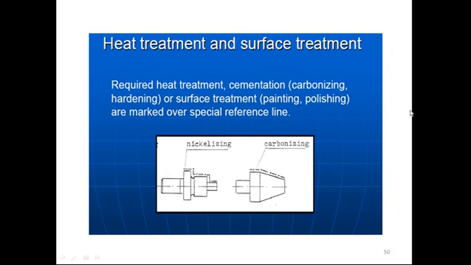Now friends, how are we going to write down some kind of symbols in a drawing, which we have also shown here. Sometimes we require some kind of heat treatment and surface treatment on our job. So how do we show this in a drawing? Here we have shown one example. Required heat treatment, cementation, carbonizing, hardening or surface treatment, painting, polishing are marked over a special reference line.